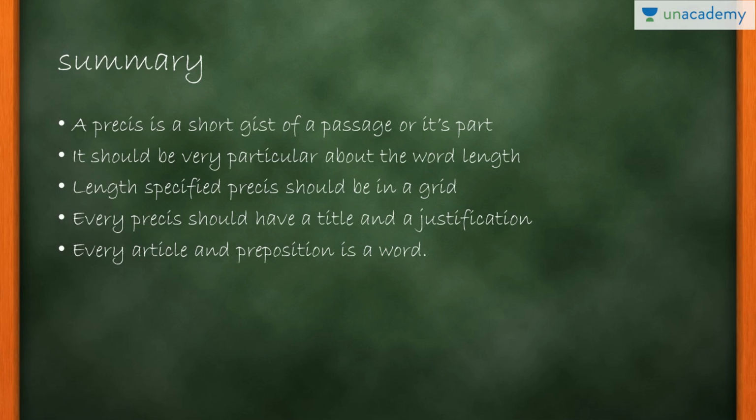So after you're finished with the title and justification, we come to the summary here. A précis is a short gist of the paragraph or a part of it. It's very particular about the word length, that is the thing that you will be marked on. Length specified précis have to be in a grid. Every précis should have a title and a justification, like I mentioned. And obviously every preposition and article that is given to you is a word. They need to be included in separate boxes in your grid.